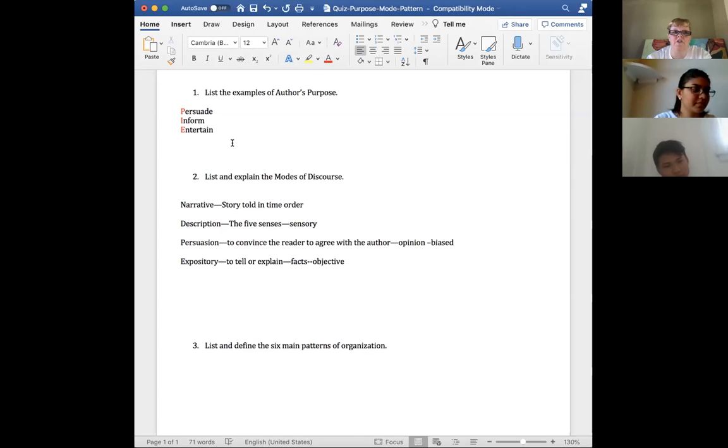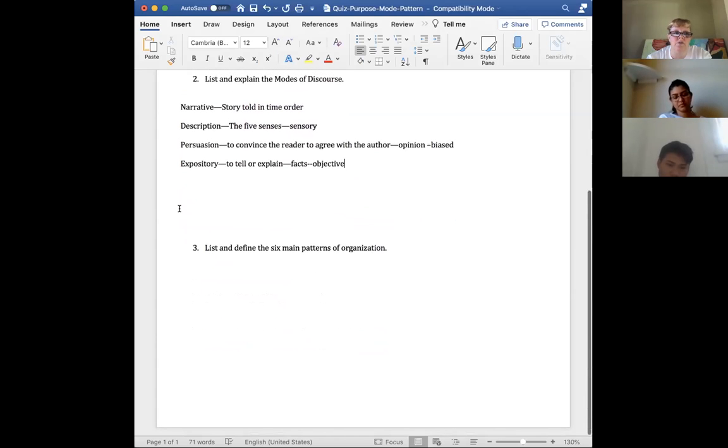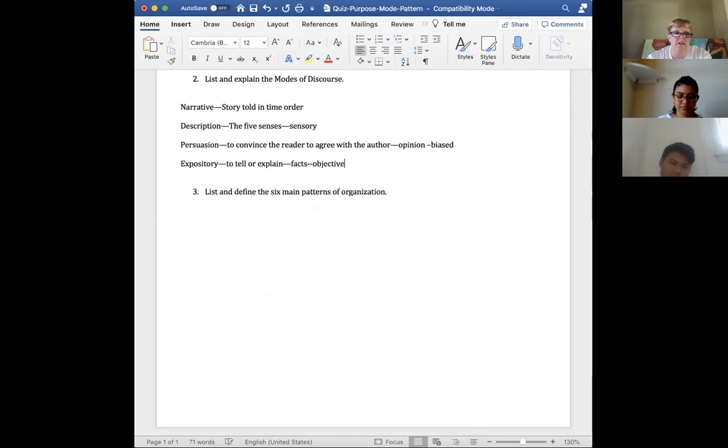So we have the three authors' purposes. We have listed and explained the modes of discourse. And now we need to figure out the 6 patterns of organization. And Priyanshi, you have some. What do you got? Compare and contrast. Compare and contrast.